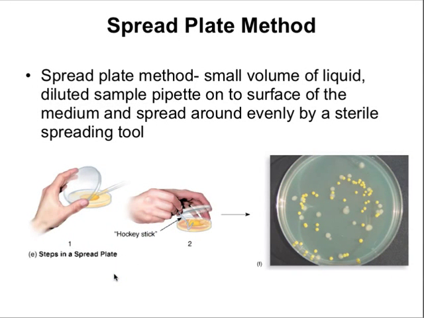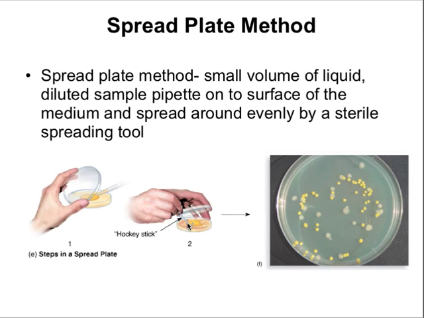Another method is the spread plate method. The spread plate method involves taking a small volume of liquid. It's a diluted sample and it's pipetted onto the surface of an agar plate, so a growth medium in a petri dish. This sample is then spread around evenly using a sterile spreading tool. The sterile spreading tool can sometimes be called a hockey stick.